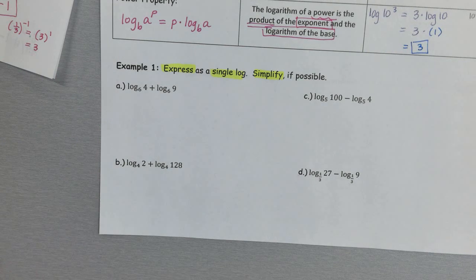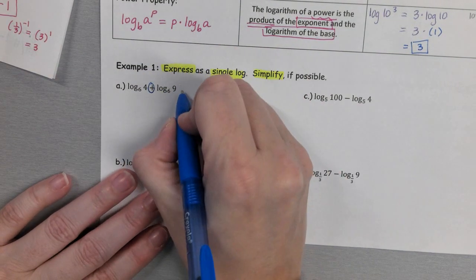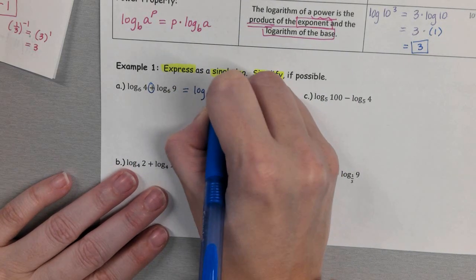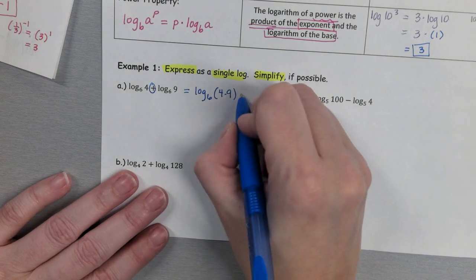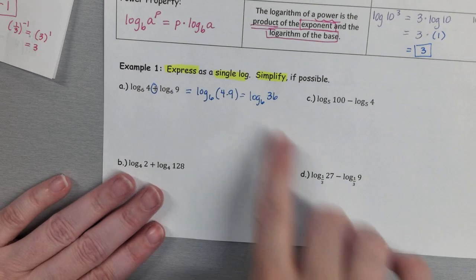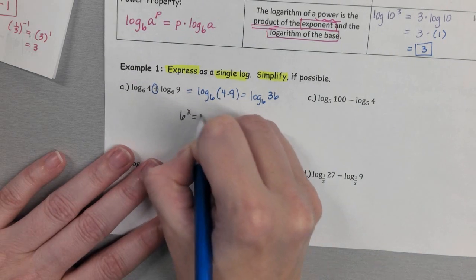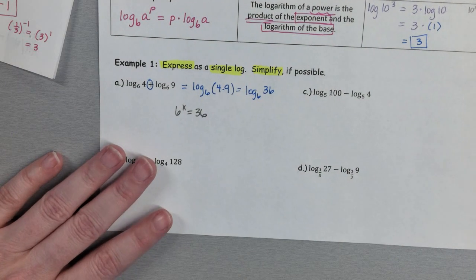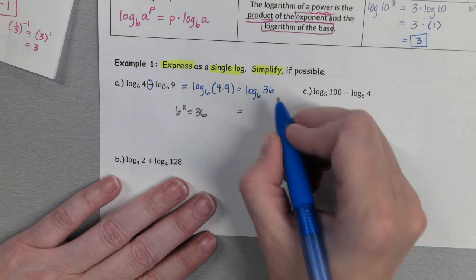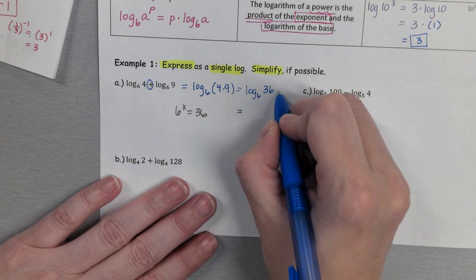Okay, so for part A, you have log base 6 of 4 plus log base 6 of 9. So now, according to our properties, we have the log base 6 of 4 times 9, which is what? What's 4 times 9? 36. Okay, so now you can ask yourself, 6 to what power is 36? Yeah, what is it? 2. Okay, so then this is going to be equal to 2.